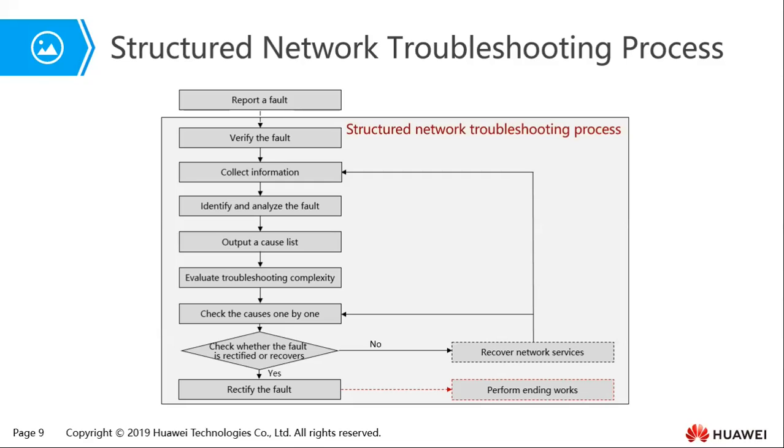Now, this particular flowchart shows us the structured network troubleshooting process. Remember, this particular structured network troubleshooting process is triggered by a fault report. So most likely, we've had a problem that has been reported in our network. So that is where we start.